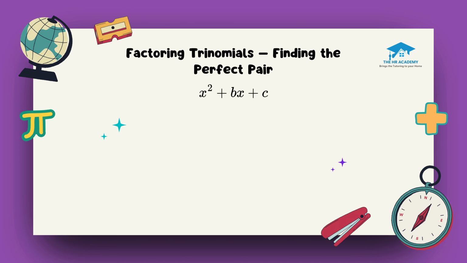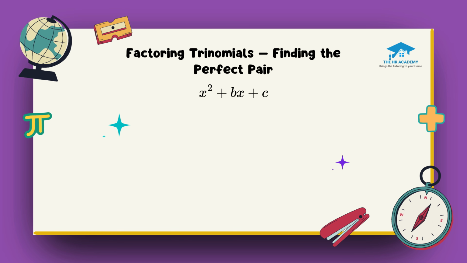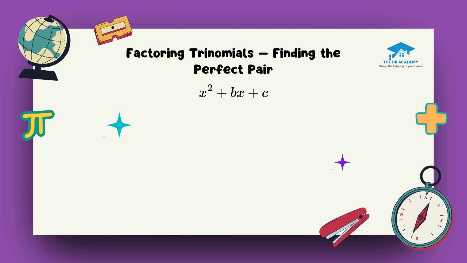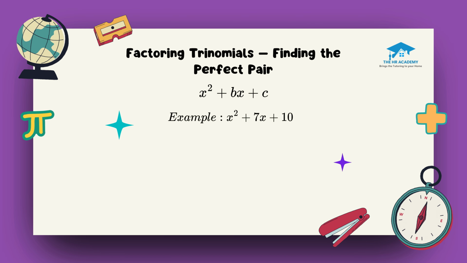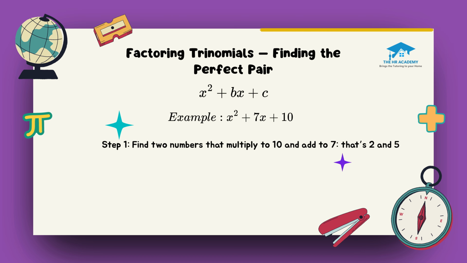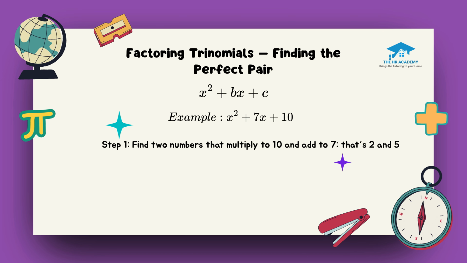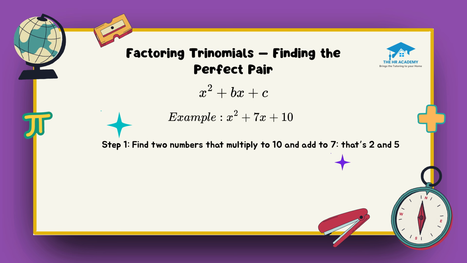Now, we will be discussing factoring trinomials. When we factor trinomials like x squared plus bx plus c, we're basically matchmakers, looking for two numbers that multiply to c and add to b. For example, we need to factor x squared plus 7x plus 10. The first step is to find two numbers that multiply to 10, and also add to 7. The two numbers that multiply to 10 are 2 and 5.